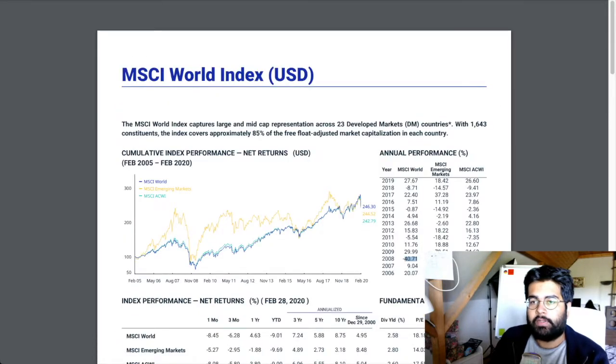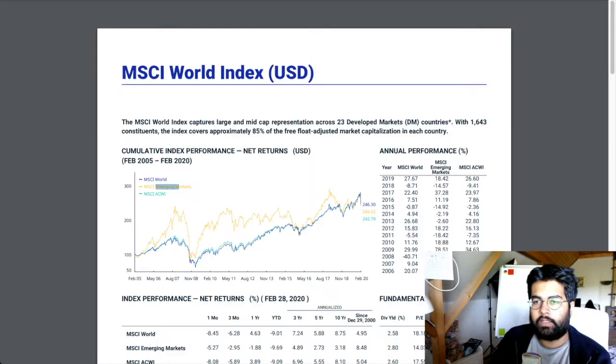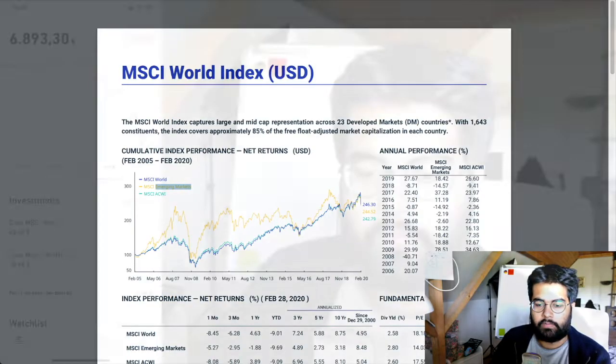The MSCI World Index captures large and mid-cap representation across 23 developed markets. So the MSCI World Index is essentially from the developed market. For the emerging markets, if you see here, they also have a separate index that I have been saving for, if you would like to take a look here.